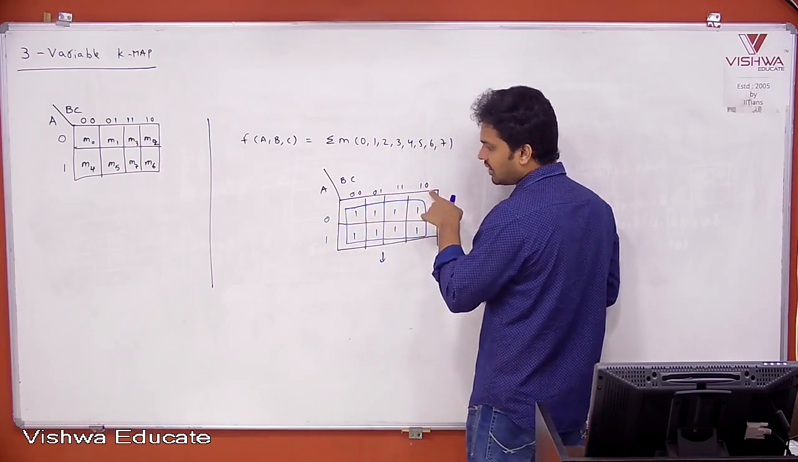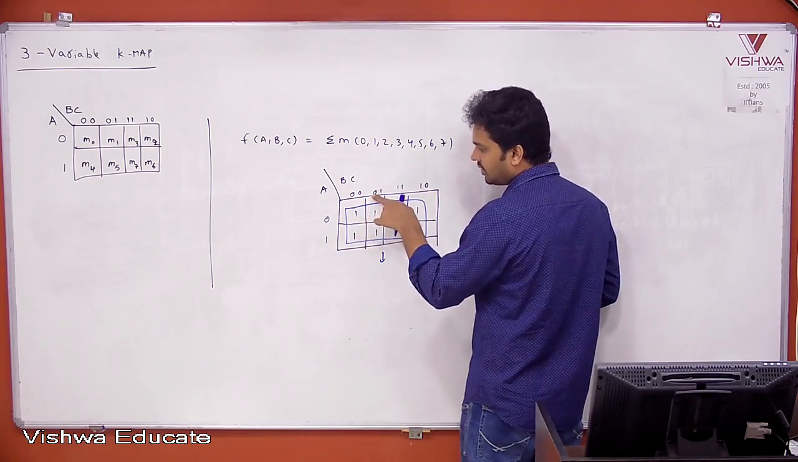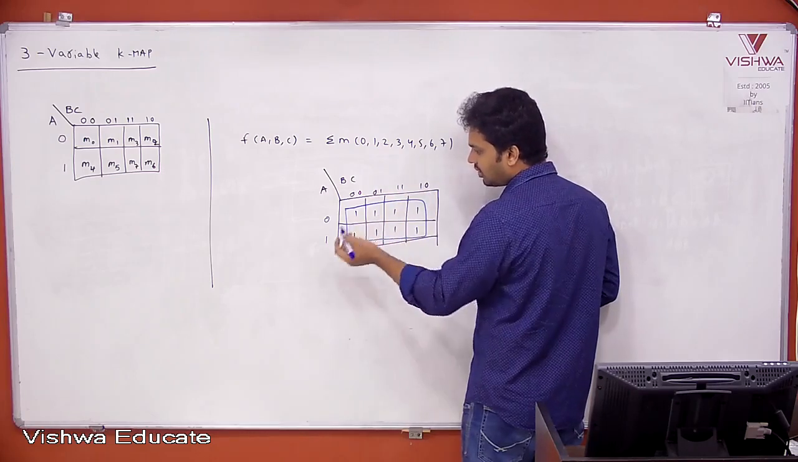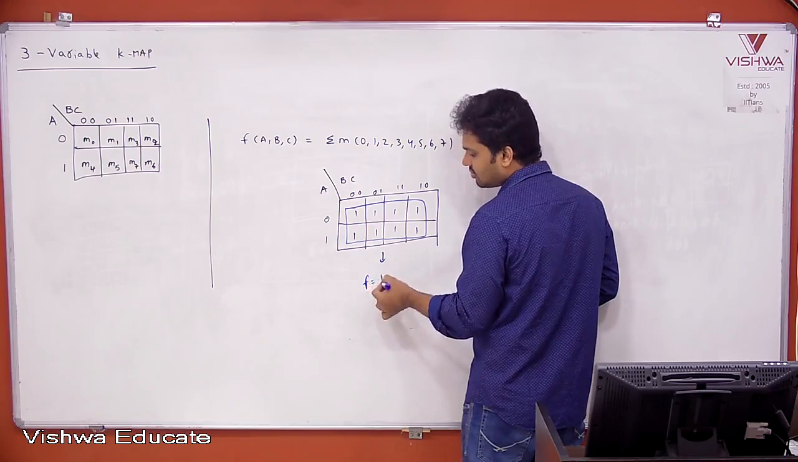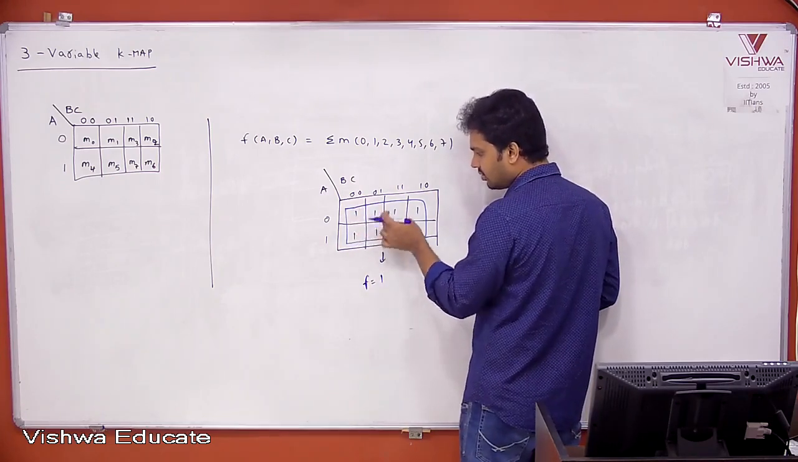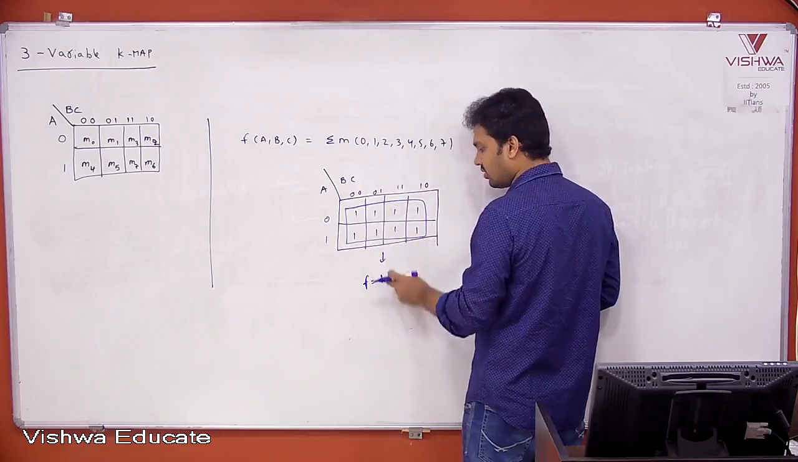What is the answer you get? You take B bar common here and B common here. B bar plus B is again 1, or 1 into 1. What is the answer? Your answer is 1. You do by any method. For your understanding, you can take two quads, add it. Your answer will be again 1.